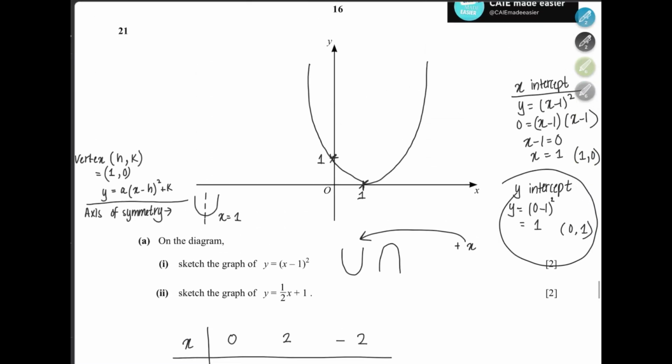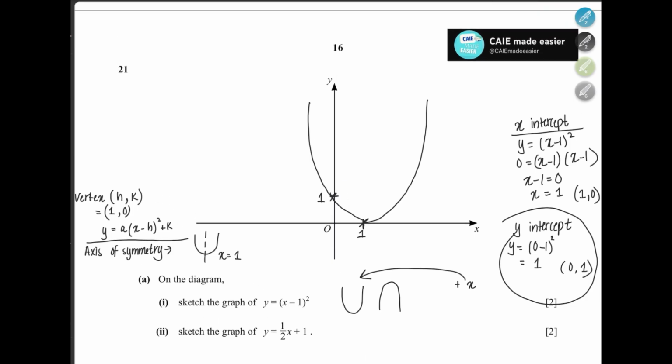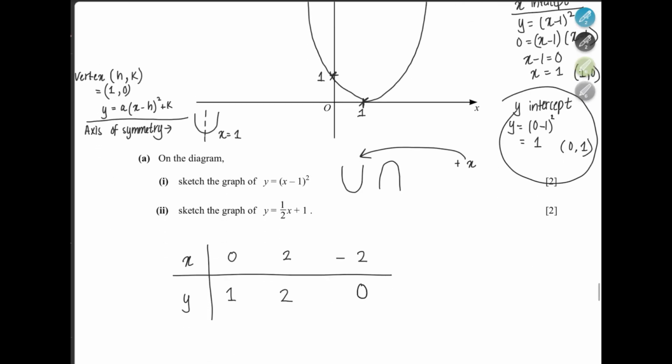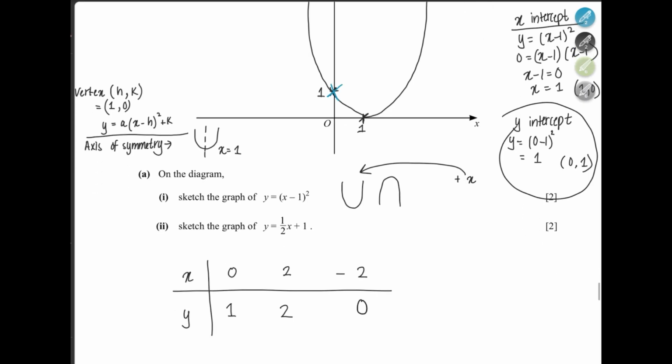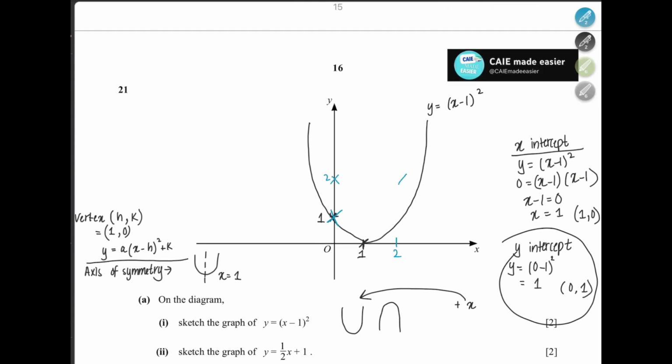Now let's plot our line. Make sure that you label them so it's clear that this is y equals x minus 1 squared. What about for the second line? X is 0, y is 1. So this point, I'm just using a different color for clarity. X is 2, y is 2 over here.